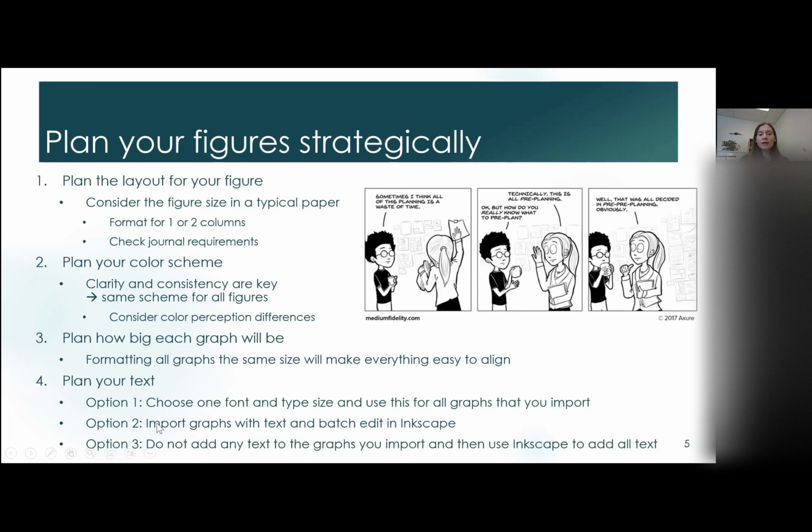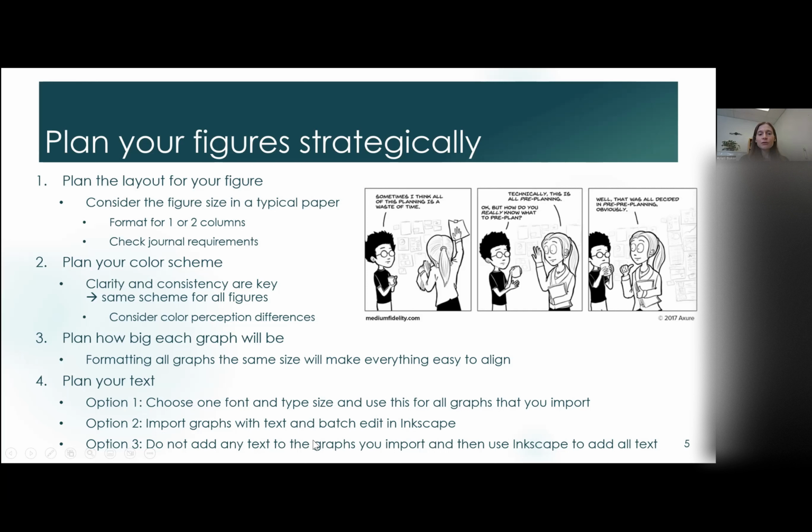Another option, and some people like this better, is to import your graph and text and then batch edit within Inkscape. In this case, you can bring in figures that have different sizes of text, and you can then batch edit them within Inkscape. That's one of the things I'm going to show you how to do today. And this kind of uniformizes everything on the page.